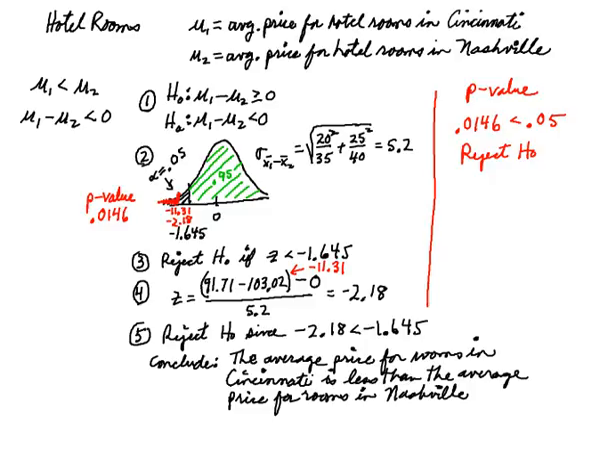Now, when we set the level of significance at 5%, what we're saying is that we are willing to take a 5% risk in making a type 1 error. Now, the p-value, 0.0146, is less than 0.05. So we know that our risk in making a type 1 error is less than 5%. Now, when we go ahead and reject the null, it doesn't necessarily mean that the null can't be right. It's just that it's very unlikely that it's right.